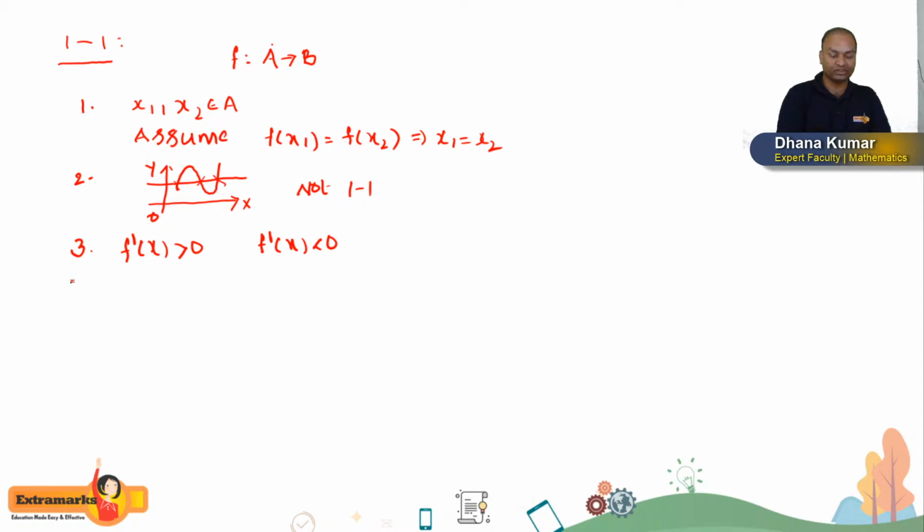Understood? Then the fourth point: all periodic functions are not 1-1, meaning many-one. Fifth: suppose the function maps from R to R, and if the function is even, all even functions are many-one functions. So using these points, we can easily find out whether a function is 1-1 or not. Okay, let us come to onto.